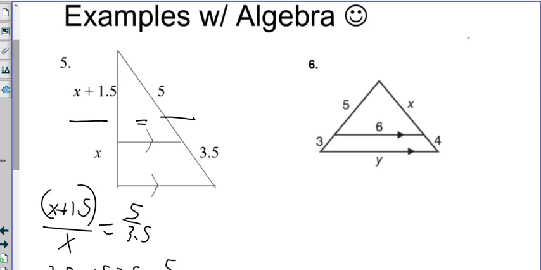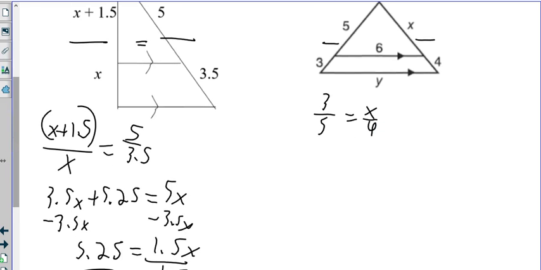Okay, so I'm going to solve for x first, right? So 3 over 5 equals x over 4. So, cross multiply and solve. 5x equals 12. X equals 12 over 5. You're done. Don't have to turn it into a decimal. You just leave it like that. Okay?